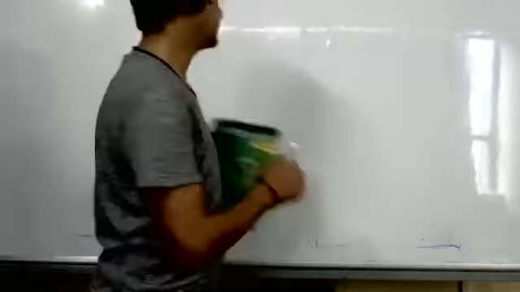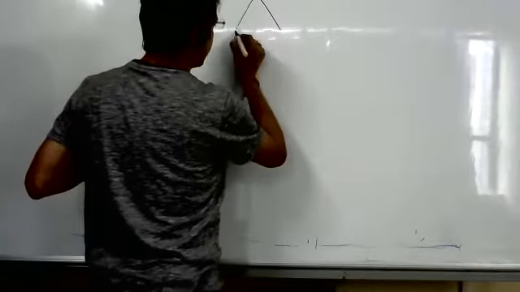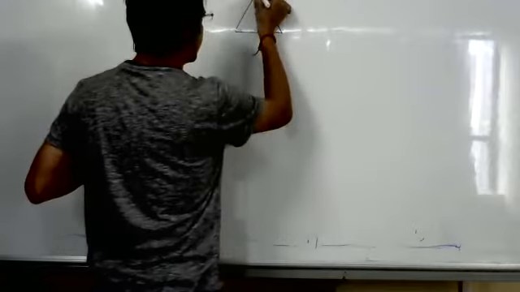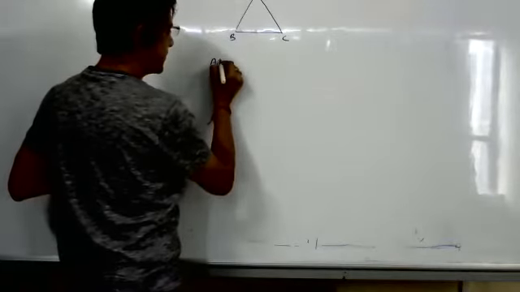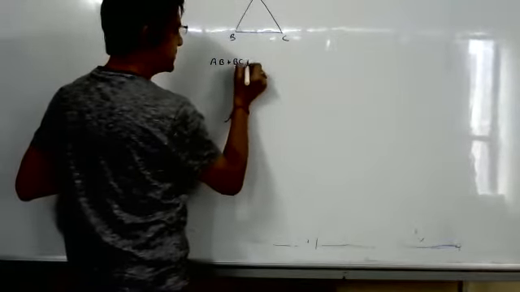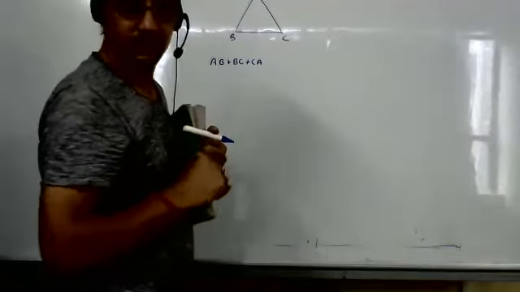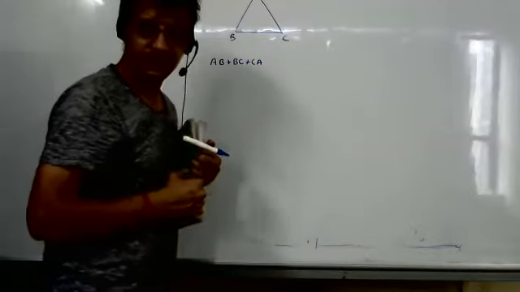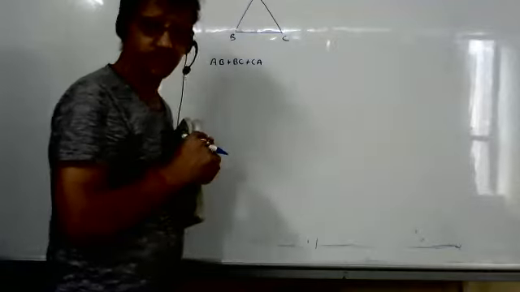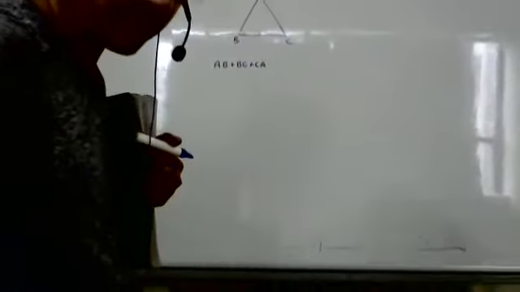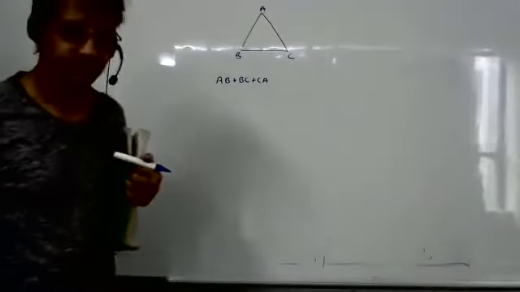Perimeter of a triangle. Let's suppose this is a triangle. So, perimeter of a triangle is what? AB plus BC plus CA. Sir, I'm not able to see the board properly, the camera is a little down. Okay, camera is down. Can you see now? Yes, sir. Okay.